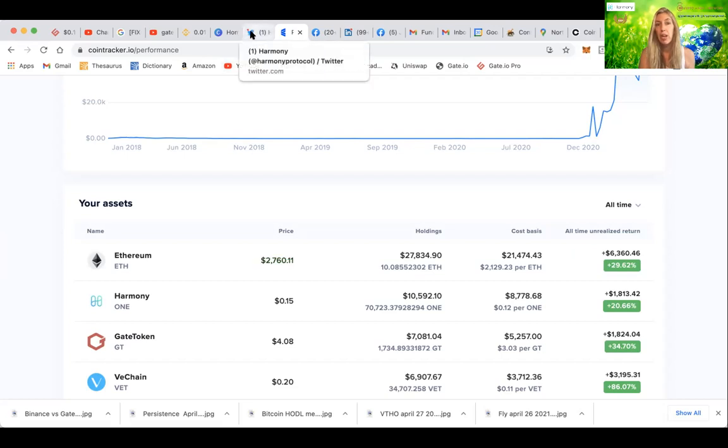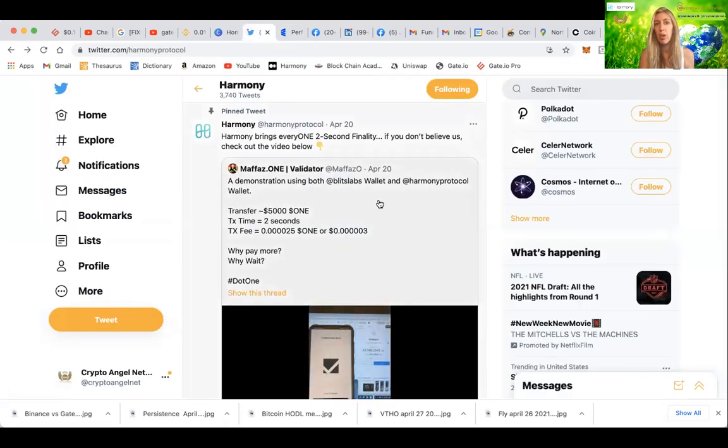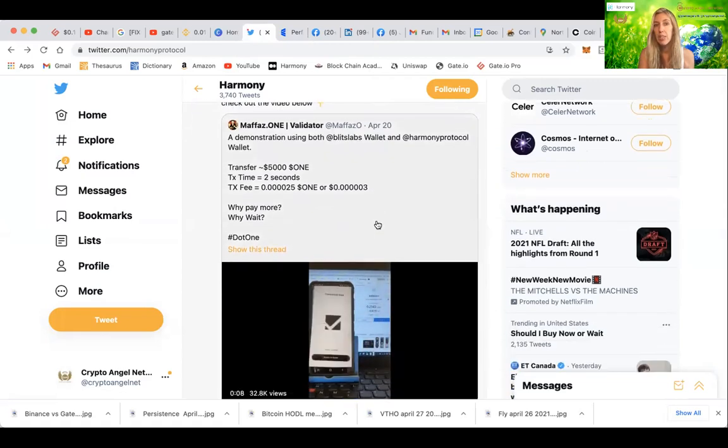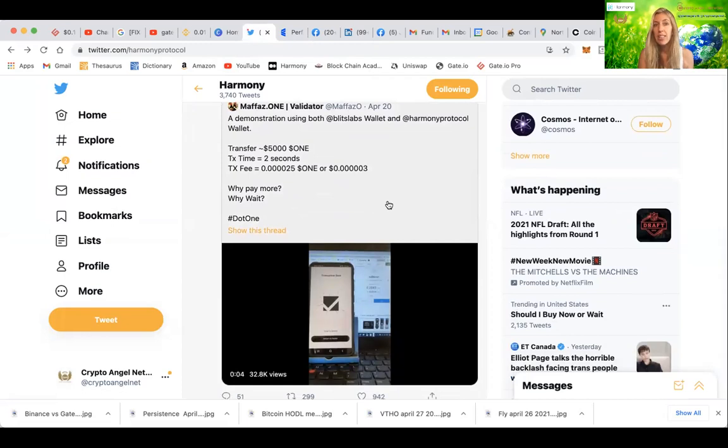And I want to just take you over to a positive piece of news that I think supports this breakout. You can see here on Harmony's Twitter that it is confirming, and this is part of their roadmap that they have achieved, Harmony brings everyone to second finality. If you don't believe us, check out the video below. And you can see Mafaz.1, who's a validator, says a demonstration using both a Blitz Labs wallet and Harmony Protocol wallet, transfer 5,000 won. The transaction time is 2 seconds. The transaction fee is 0.000025 won, or in dollars, 0.000003. Why pay more? Why wait?